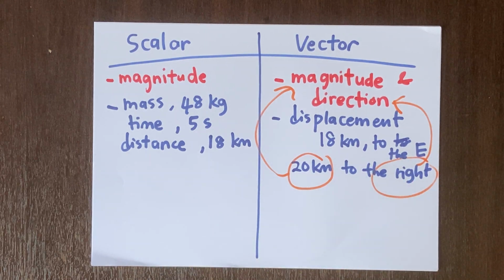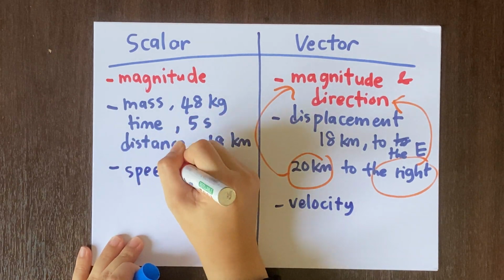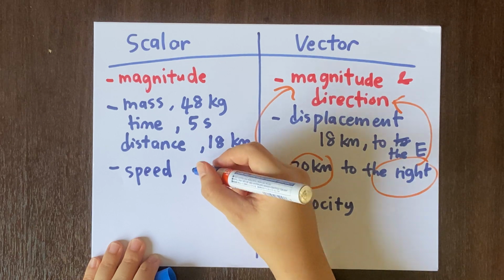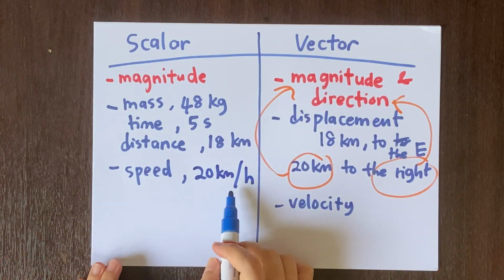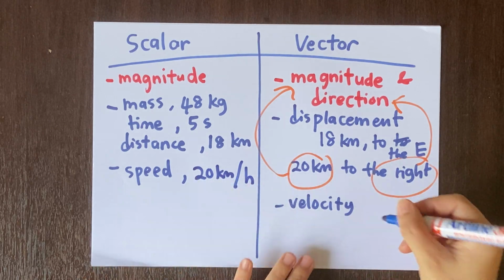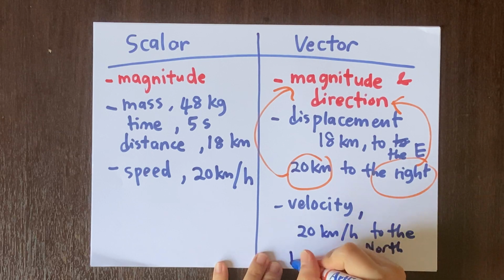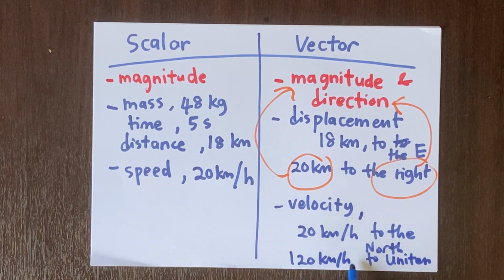Another example of vector quantity is velocity. The scalar quantity is speed. Speed, for example, you drive a car at 20 kilometers per hour. Oh, it's too slow. 20 kilometers per hour. Okay, so this one is speed. Velocity means 20 kilometers per hour to the north, or 120 kilometers per hour to Unit 10. That means from your home to Unit 10 is the direction, and 120 kilometers per hour is the magnitude. For the other case, 20 kilometers per hour is the magnitude and to the north is the direction. Okay, that's the difference between scalar and vector quantity.